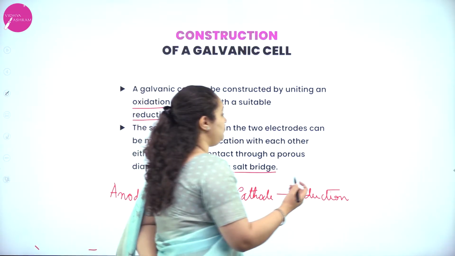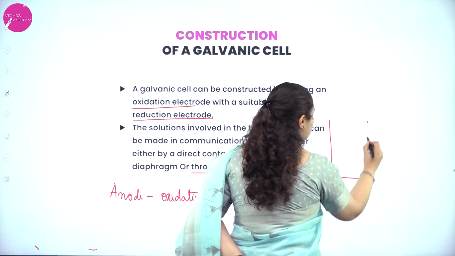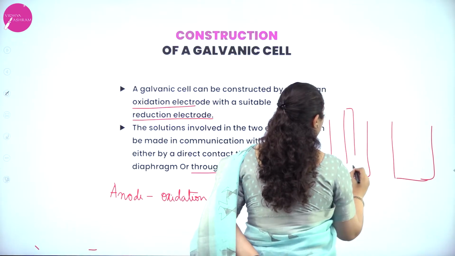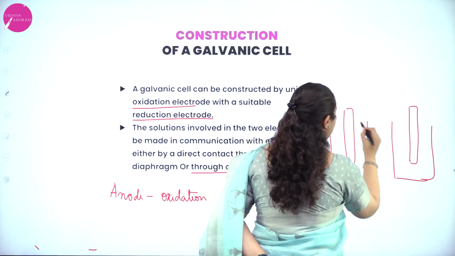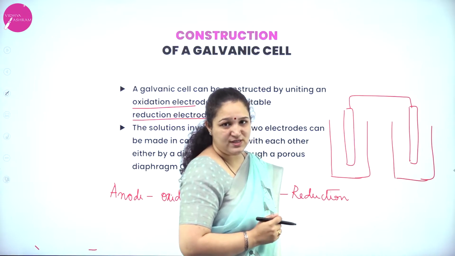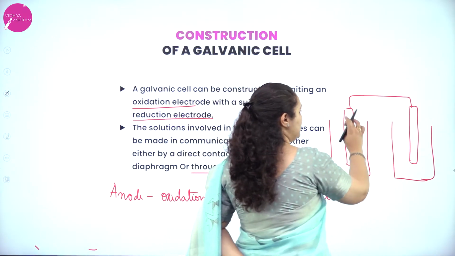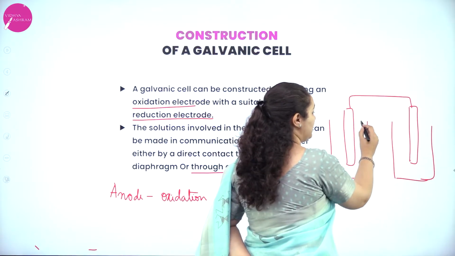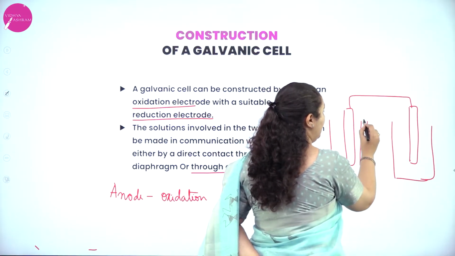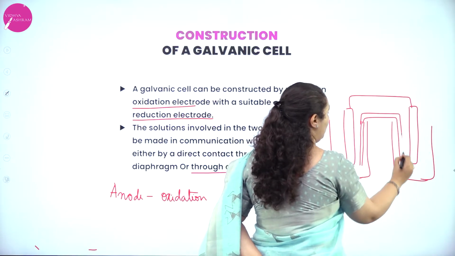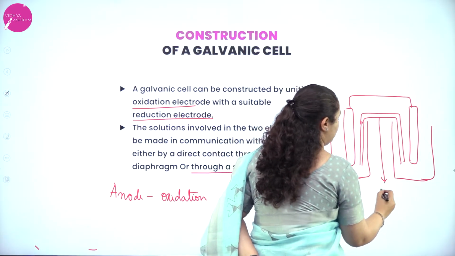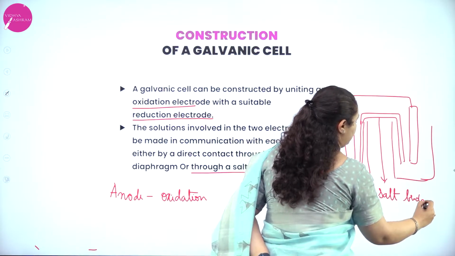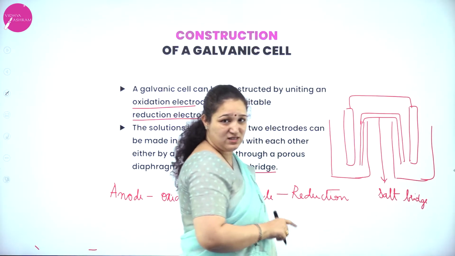Now, this is my one electrode, this is my other electrode which I am going to take. The two electrodes: in one, oxidation takes place, and in the other, reduction is taking place. Now, these two metals are made to contact through a wire. Now, to complete my circuit, even the solutions have to be made to contact, for which we add a salt bridge. What is this called? Salt bridge. Okay. What exactly is this salt bridge?